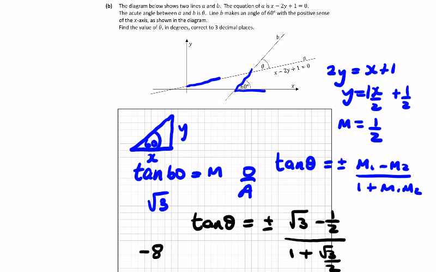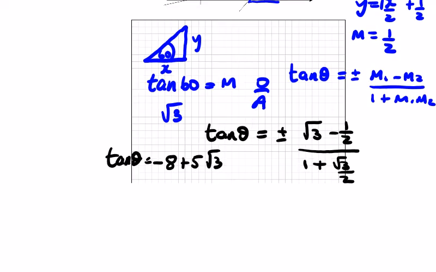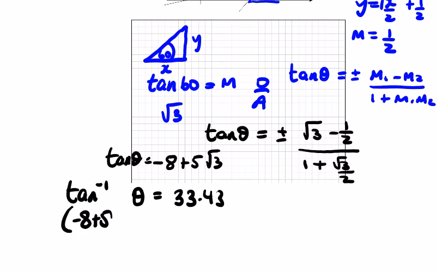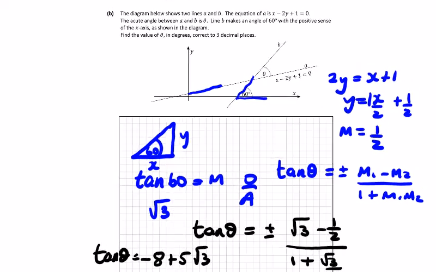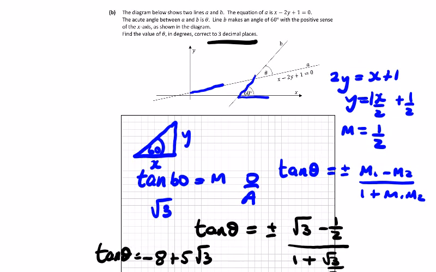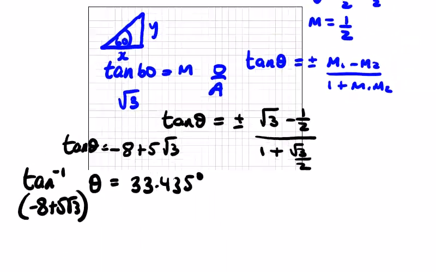and it's giving me minus 8 plus 5 root 3 for the tan of theta. It'll be plus or minus this, so for theta I'll get the smaller angle, 33.435 degrees when I do the inverse tan of minus 8 plus 5 root 3. 33.435 degrees, corrected to 3 decimal places.